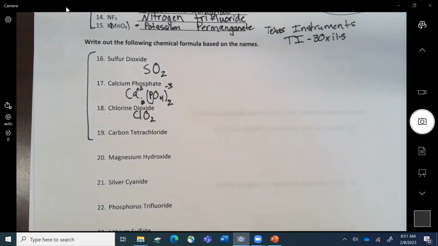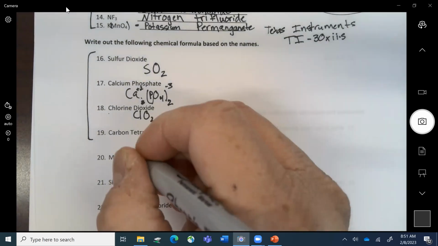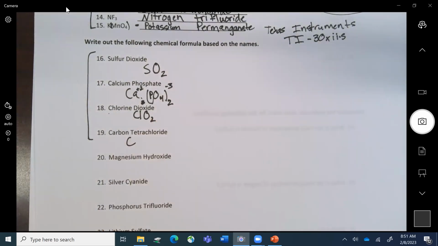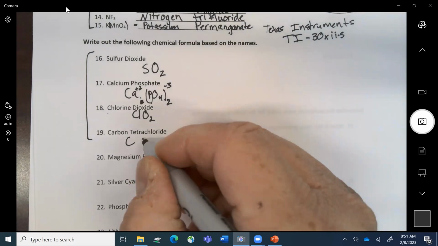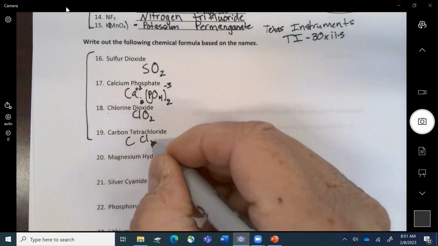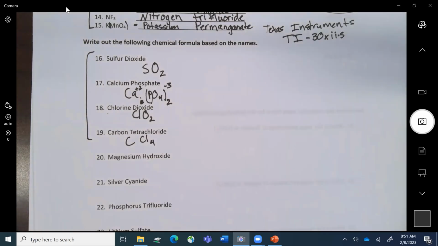All right, the next one here is carbon tetrachloride. So I have carbon, which is C, tetra means 4, and then chlorine or chloride is Cl. So CCl4. Does that make sense? Yes? All right. Now, with that being said, enough of the naming.